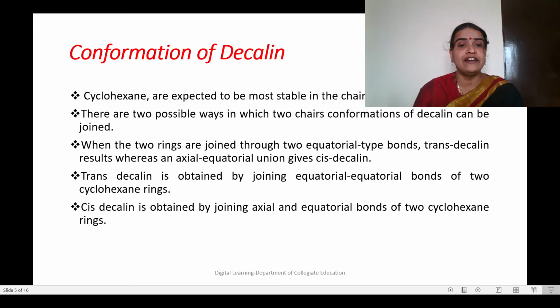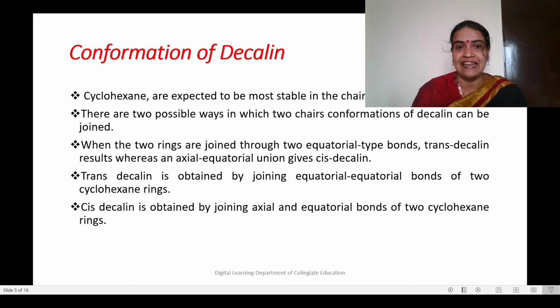Now, coming to the conformations of decalin, cyclohexane is expected to be most stable in chair form. We know cyclohexane has two conformations, one is chair form and the other is boat form. In chair form, it will be more stable, that you studied in earlier classes. Now, even for decalin, as it is a cyclic compound, it also prefers the chair conformation.